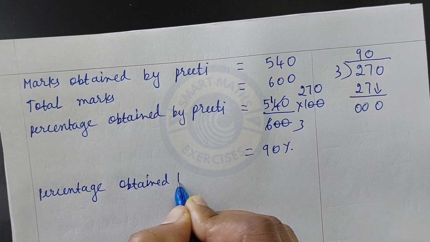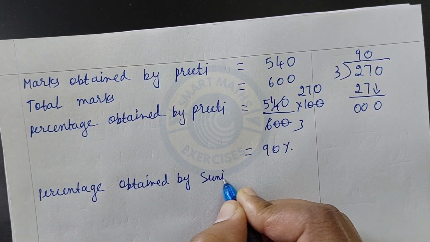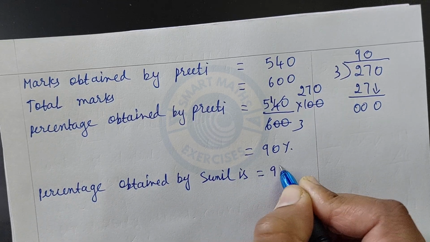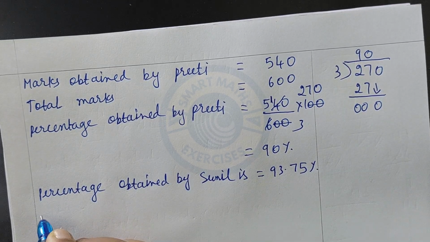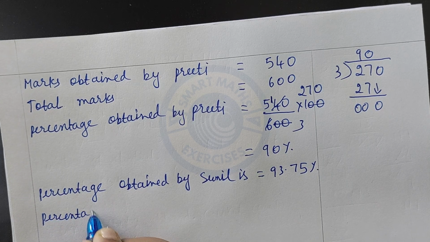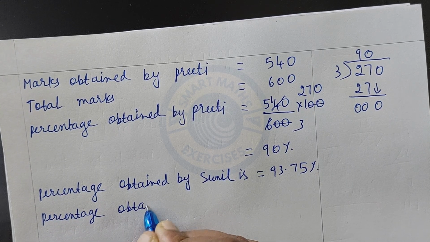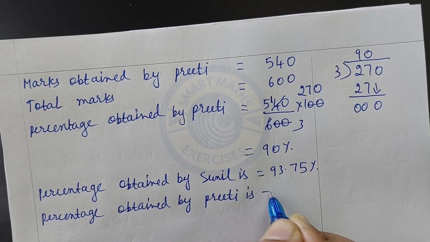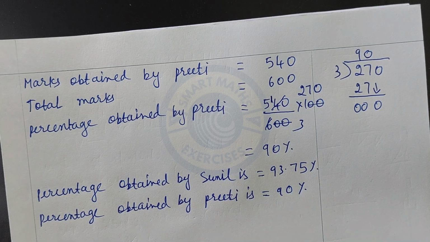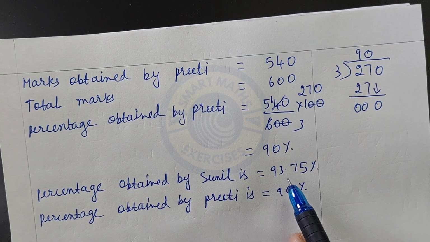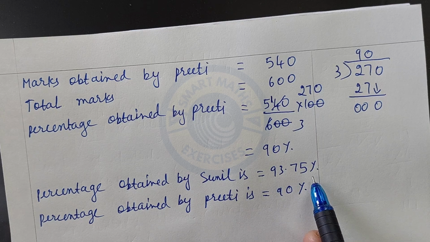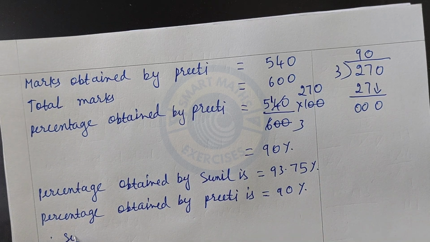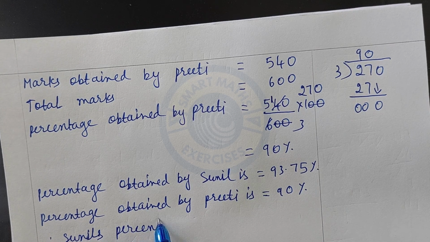Here percentage obtained by Sunil is 93.75%. Percentage obtained by Preeti is 90%. So we have to find out who got the highest. So Sunil has got 93.75%. So Sunil's percentage is better.